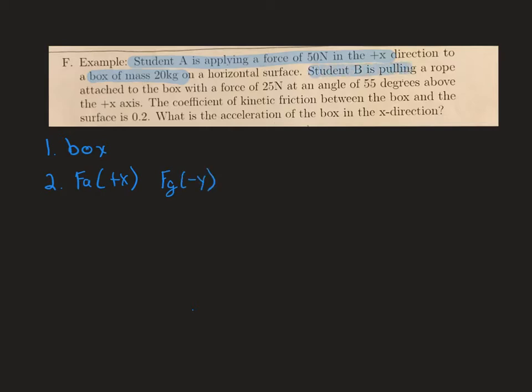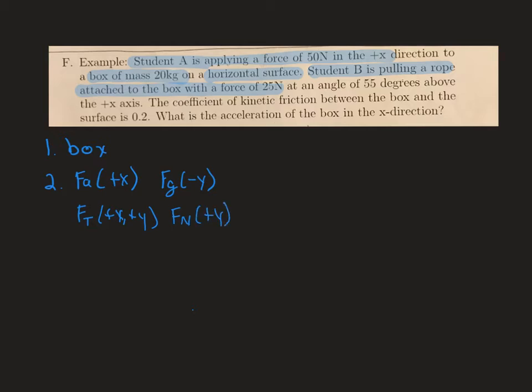Let's see, student B is pulling on a rope attached to the box. So that means we have a force of tension, 55 degrees above the positive x-axis. So that's going to be positive x, positive y. And we're going to follow that with force due to tension. And let's go back, because I skipped the fact that it was on a surface. So a surface means that we have a force normal. Since this is a horizontal surface, the force normal is going to be in the vertical. So we're going to have force normal in the positive y direction.